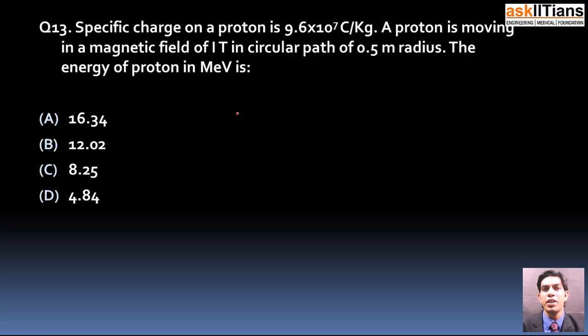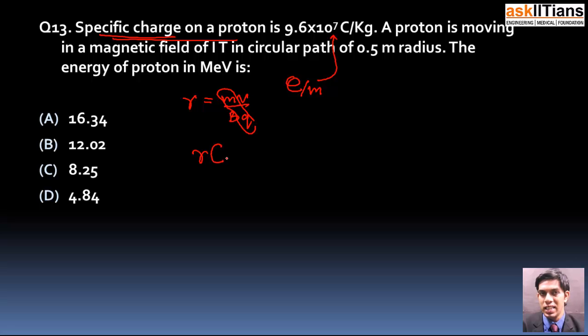It states, the specific charge on a proton is 9.6 into 10 to the power 7 coulomb per kilogram. A proton is moving in a magnetic field of 1 Tesla in a circular path of 0.5 meter radius. The energy of the proton in mega electron volt is, now we know that the radius r is equal to mv by bq. It's given that the specific charge of the proton, so it means that q by m is the value given here. So we'll take the terms of m by q to one side. So r times c times b is equal to my speed.